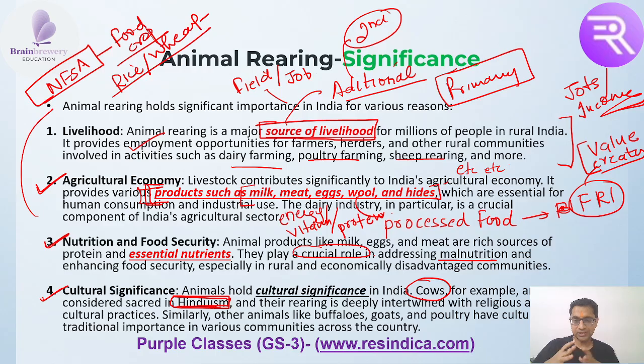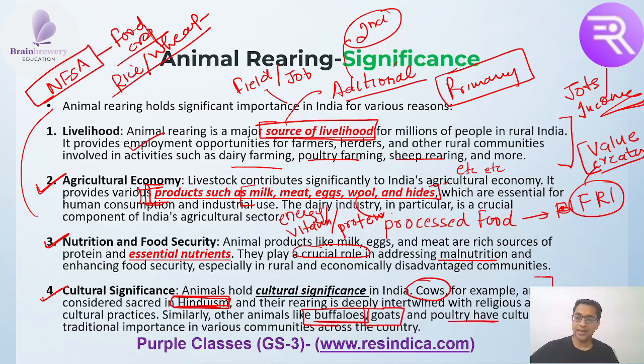So this is being linked very deeply with the religious and cultural practices. Similarly, buffalo is being related to the Hindu death god, right? That is Yamaraja. Then goat again is being linked with some other god. Poultry have cultural traditional importance.